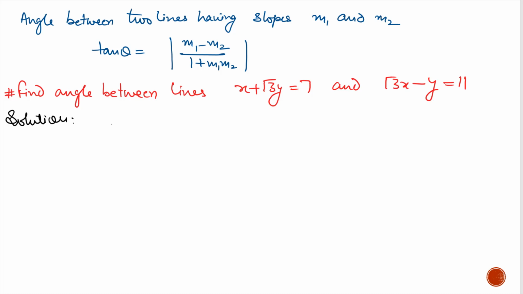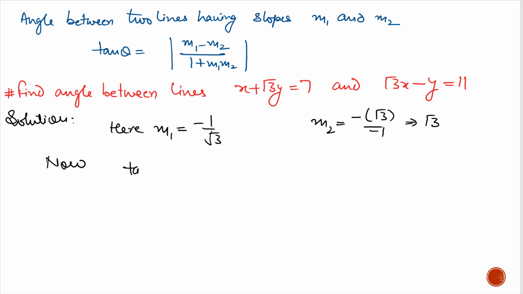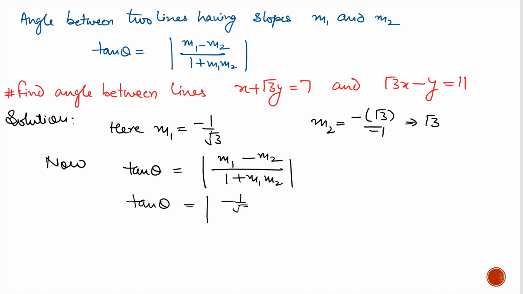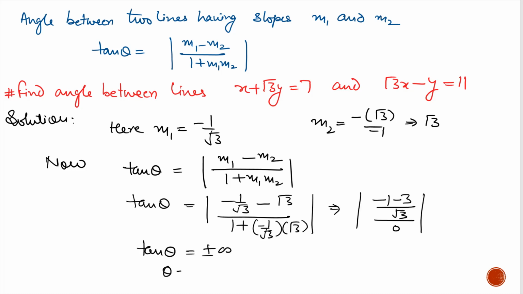Here m1 is minus 1 upon root 3 and m2 is minus root 3 by minus 1, which equals root 3. Now applying formula tan theta equals mod of (m1 minus m2) divided by (1 plus m1 m2). Now insert the values of m1 and m2. m1 is minus 1 by root 3, m2 is root 3. And after simplification, we'll get the answer plus minus infinity. So angle is either 90 degree or 270 degree.